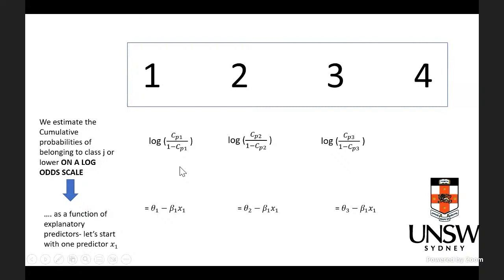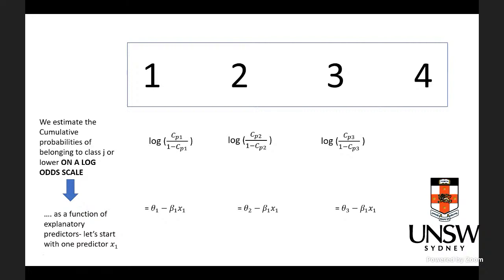That's all fine, but we want to add regression in. So we're going to regress these quantities on our explanatory predictors. Let's just start with one predictor, x1, and the regression equations for an ordinal regression look like this. The first one is theta1 minus beta1 x1. The second one is theta2 minus beta1 x1. And the third one is theta3 minus beta1 x1.